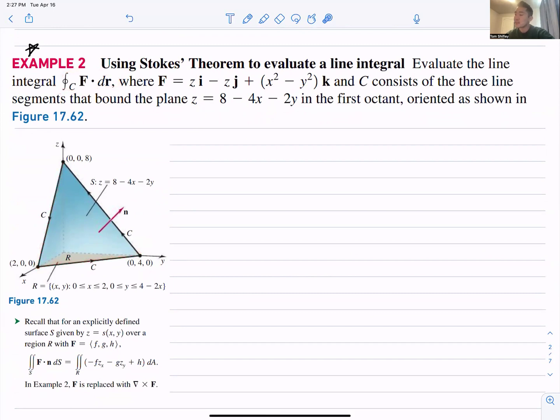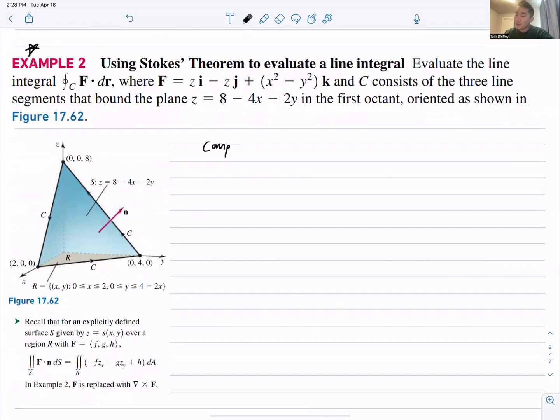So C starts, actually it doesn't really matter because it's a closed loop, but it's just this closed loop right here. And the idea is that if I were to actually try and compute that work integral, that would require me to parameterize 3 different lines. And then I'd have to compute a line integral on all 3, and it would just be a pain in the butt.